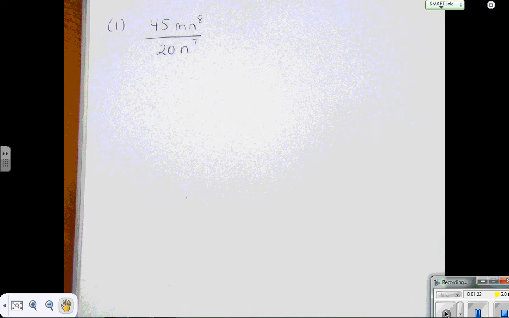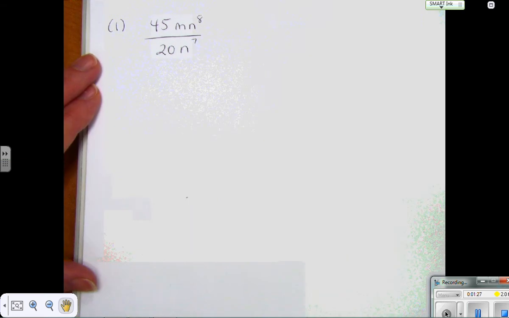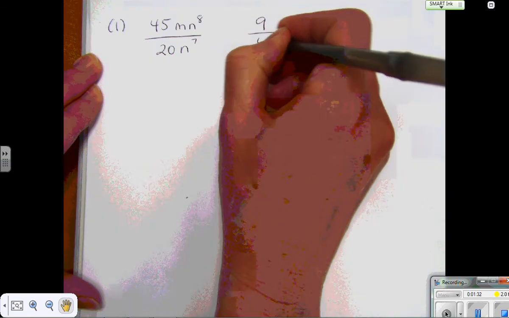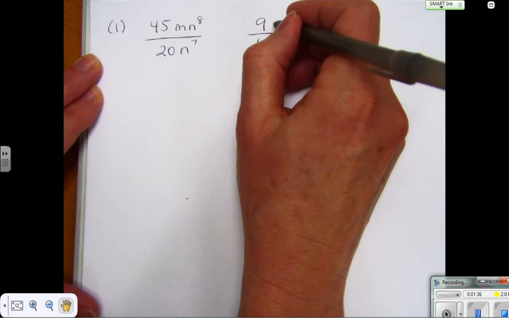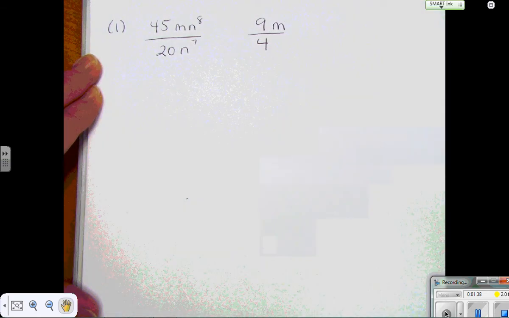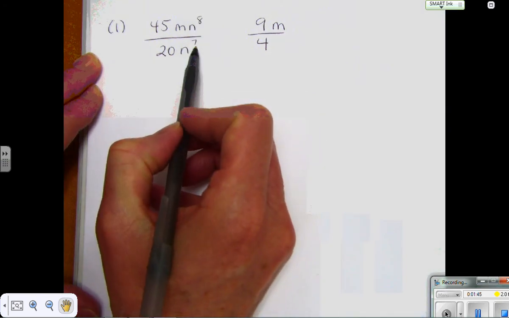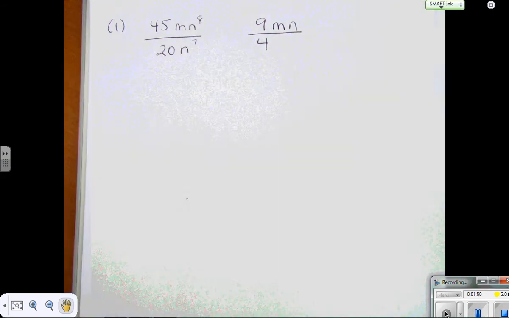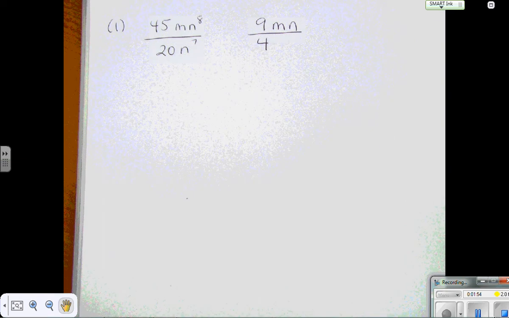Okay, so since it's all multiplication, I'm just going to factor out my common factors. 45 and 20 have a common factor of 5, so that'd be a 9 and a 4. There's not a factor for the m to reduce with, so that's just going to stay. N to the 8th over n to the 7th, you're going to subtract those exponents. You wind up with n to the first power, so that's going to stay in the numerator. 9mn over 4 would be your answer.